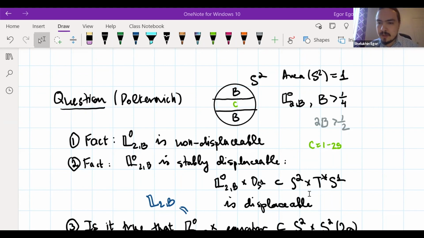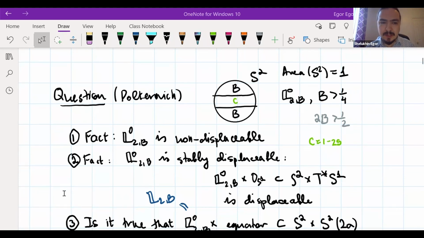Then if 2B is bigger than 1/2, otherwise B is bigger than a quarter, then the union of these two circles, which I will denote by bold L_0^{2B}, sorry, it's a little bit complicated notation, but it's going to be helpful later. This union is non-displaceable just by area reasons. By the way, if the caps were of different areas, it would be displaceable. So that's why they have the same area. And similarly, that's why B is sufficiently large.